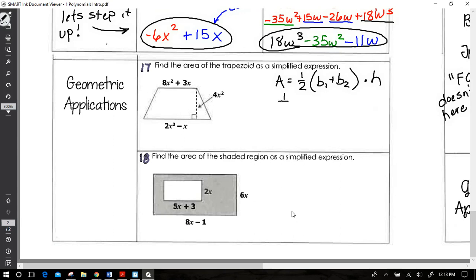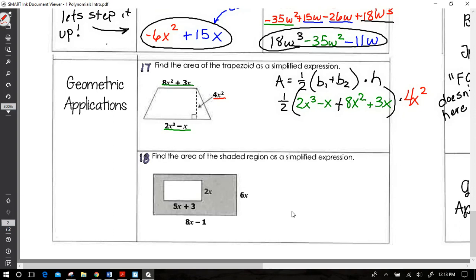So I know I'm going to have 1/2. Then I'm going to need to add the bases, and that's going to be inside parentheses. 2x cubed minus x, and then it's plus, because I'm adding, that's a part of the formula, 8x squared plus 3x. Close my parentheses, and I'm going to times that all by the height, which is 4x squared.